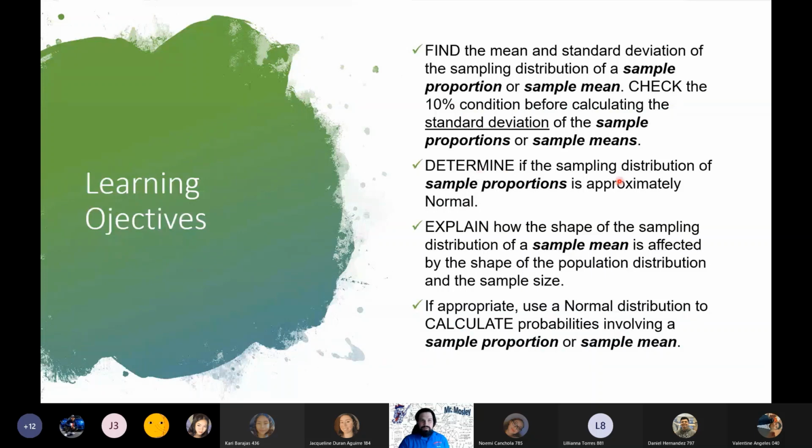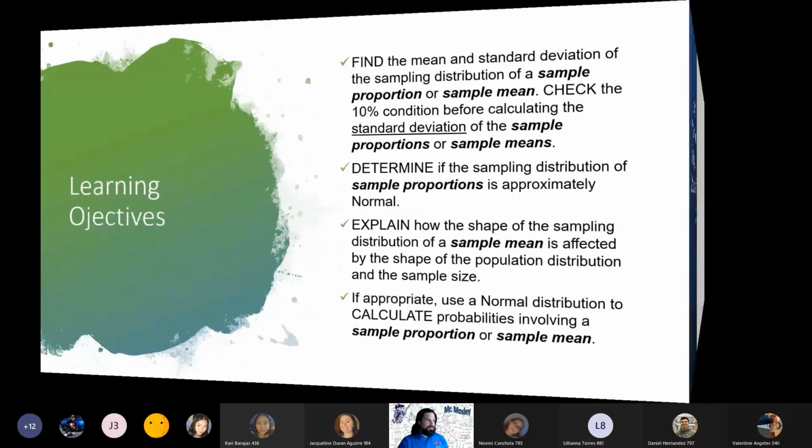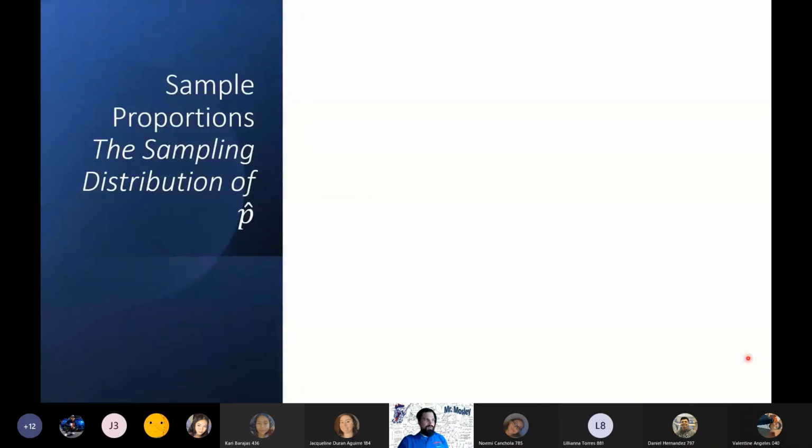We're going to determine if the sampling distribution of sample proportions is approximately normal. We're going to explain how the shape of the sampling distribution of a sample mean is affected by the shape of the population distribution and the sample size. And if appropriate, we're going to use a normal distribution to calculate probabilities involving sample proportion or sample mean. So that's the goal for today. And we're going to start with our sample proportions.